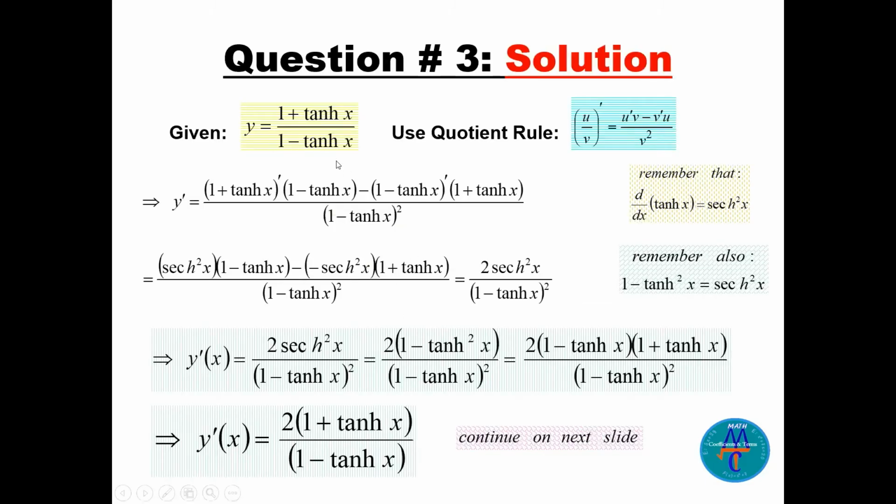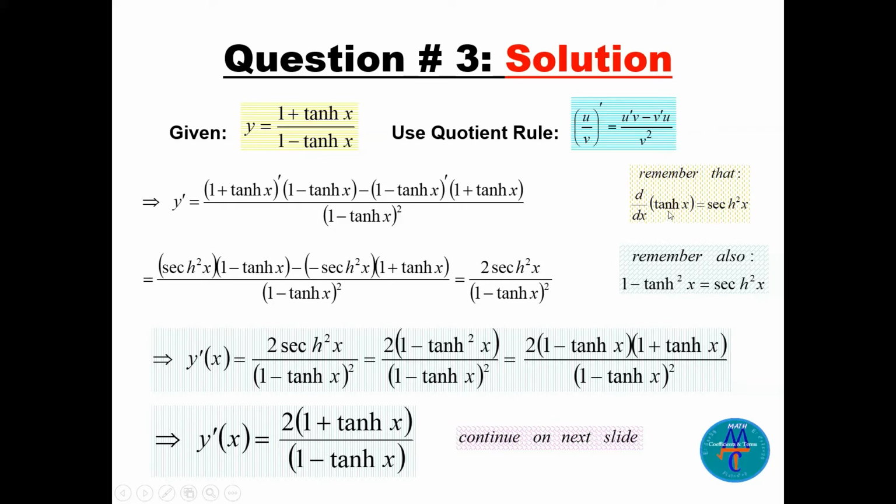Now, let's start. Remember the quotient rule for the derivative. U over V all prime will be U prime V minus V prime U all divided by V squared. So we start here. The derivative of 1 plus hyperbolic tan of x times the denominator minus the derivative of the denominator times the numerator all divided by this squared.